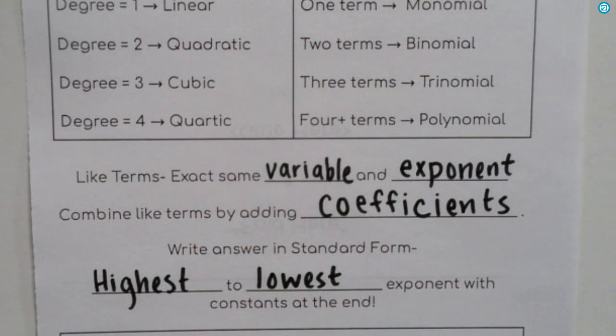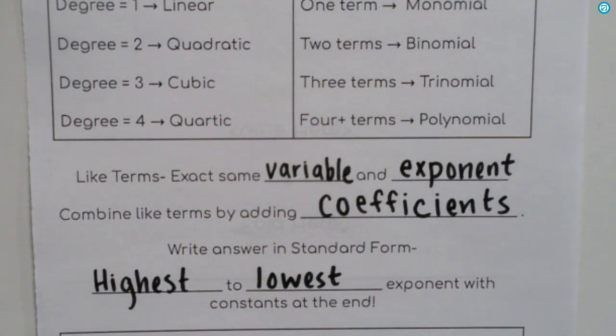And the reason why we do this, so this unit is all about polynomials. We're going to be adding, subtracting, multiplying, and dividing them. It's going to make that process easier if they're in order. And it also makes it so we're all on the same page of what our answers should be. And so all of our answers should all be in the same order.